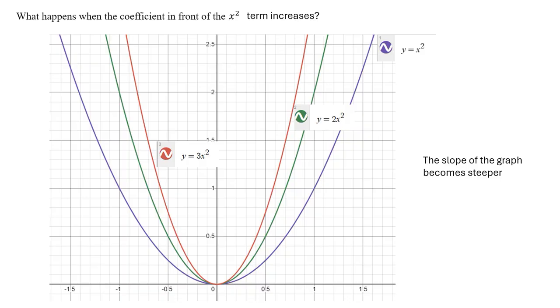And you'll notice that the purple line that has a y equals x squared equation, the coefficient is 1, and it is of a certain steepness. Then the green graph has a coefficient of 2, and you'll notice that the graph becomes a little bit steeper. And the red graph has a coefficient of 3, and you'll see that the graph is a bit steeper as well.